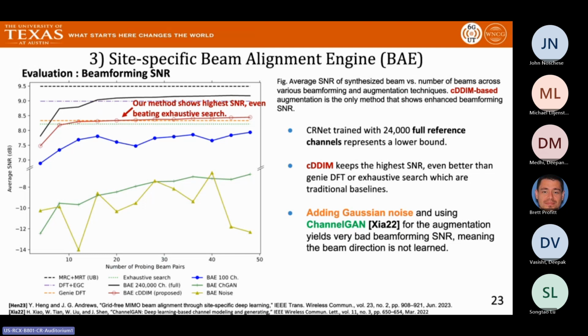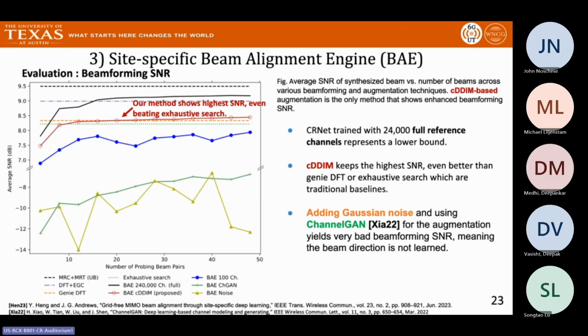And all the other synthetic data that are generated from the different methodologies are not giving high enough SNR. So this means that the learned beams are collapsed, and the augmented data set is not capturing the right distribution. Yeah, so for all of these results, maybe we can discuss more in the poster session.